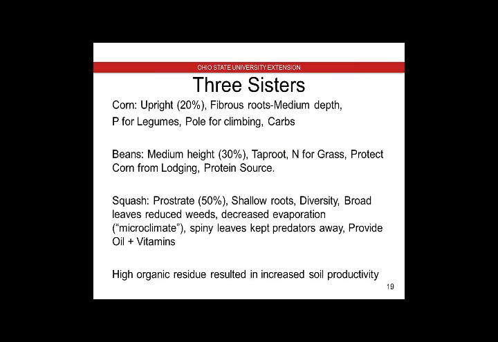The beans are kind of medium height. They're going to take up about 30% of that sunlight. They have a taproot. They're going to provide nitrogen for the grass. They're going to protect that corn from lodging, and they're a great source of protein in the diet. And then the squash, they're more prostrate. They have a shallow root. They're going to take moisture from kind of a shallow range.